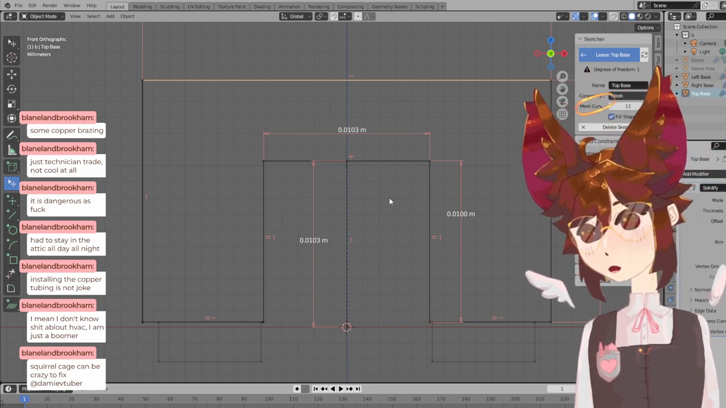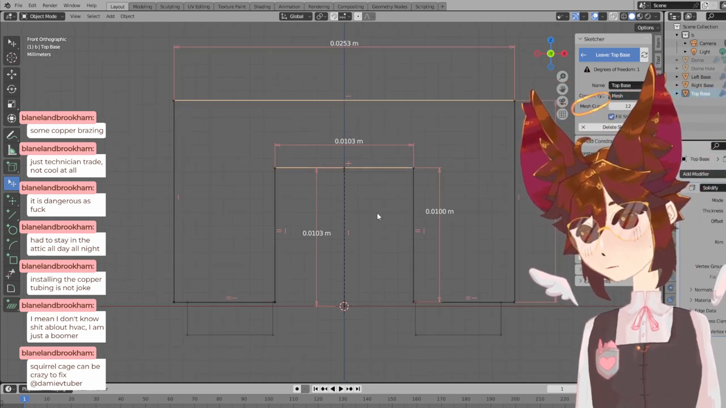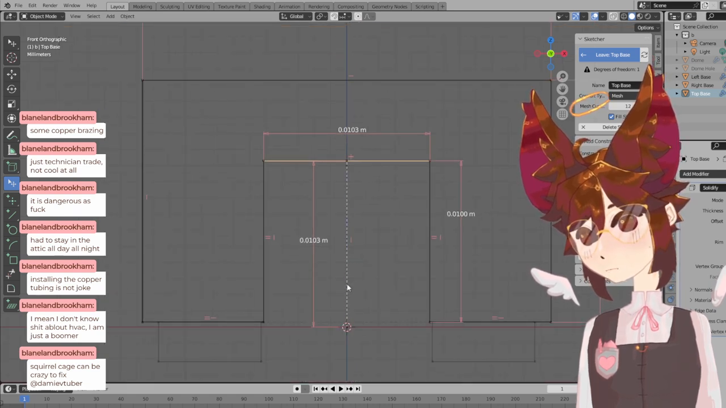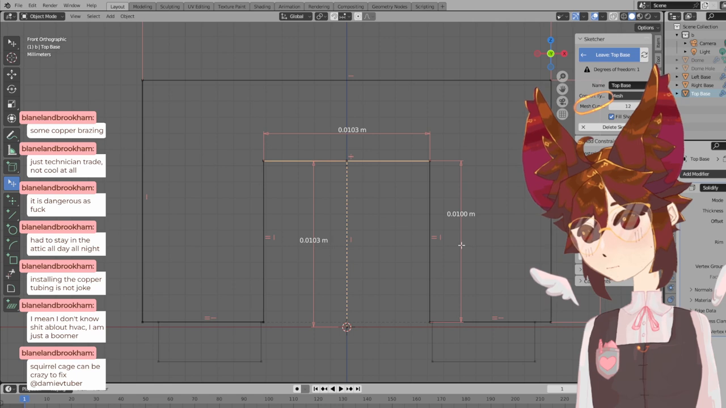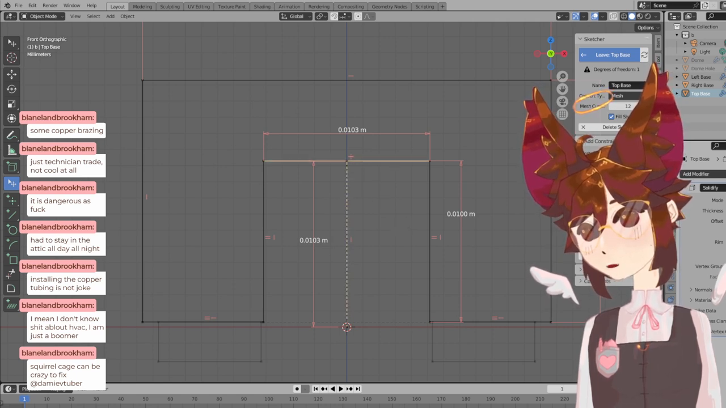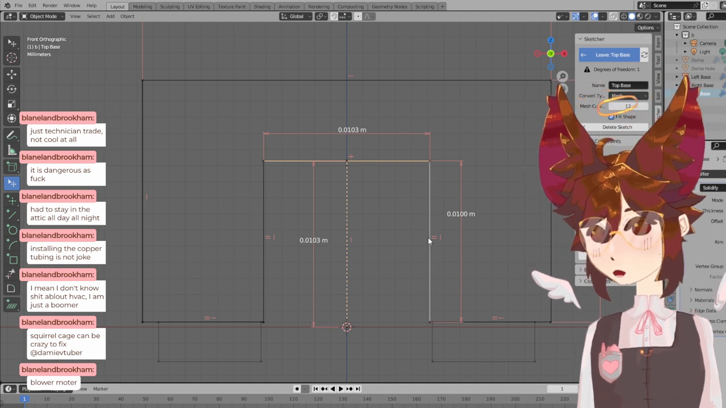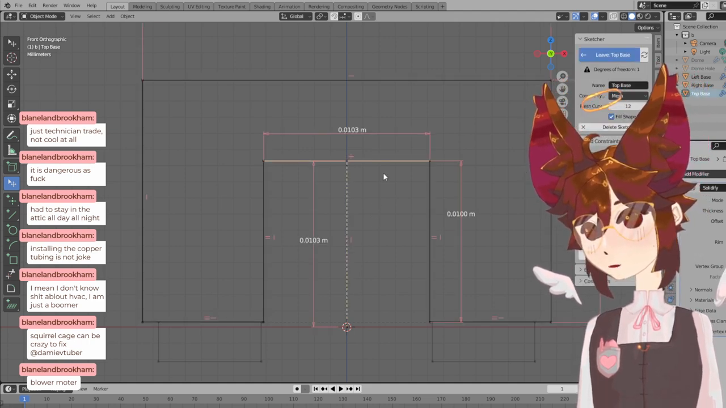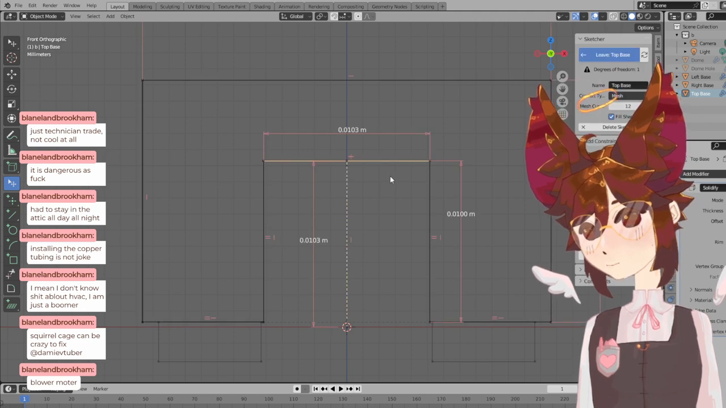Squirrel cage can be crazy to fix. I don't know what you mean by that. That seems scary. Midpoint? Can I? Oh, don't. Oh. Midpoint. No, it's not right. Fuck. Oh god. Oh god. What did I do? Oh god.